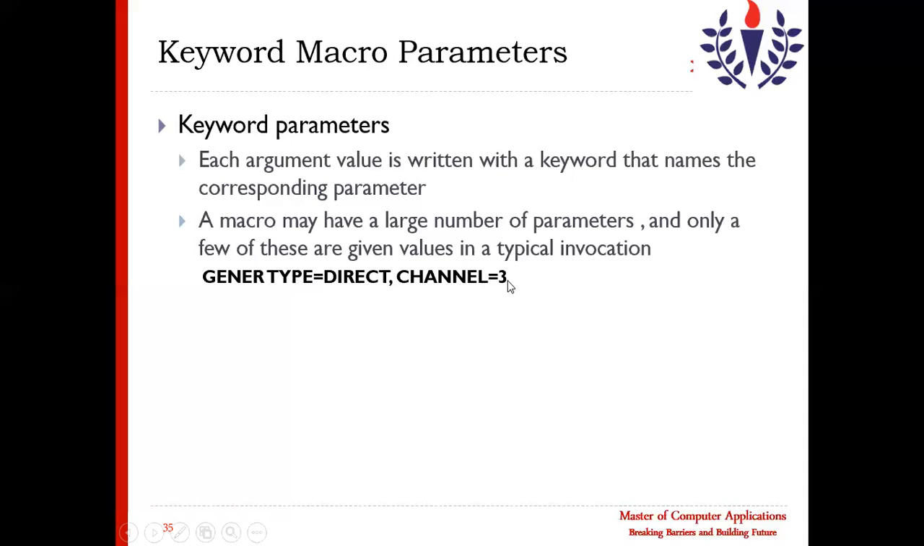We have to mention, because macro call will pass A1, A2, A3, but macro definition will receive accordingly. Like if I write B1 equal to A1, then A1 will go to B1. Okay, in that way we can define the keyword parameter. Written here, each argument value is written with the keyword that names the corresponding parameter. Okay, a macro may have a large number of parameters, and only a few of these are given value in a typical invocation.